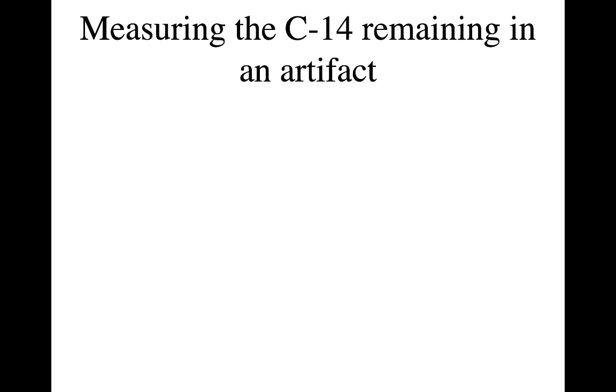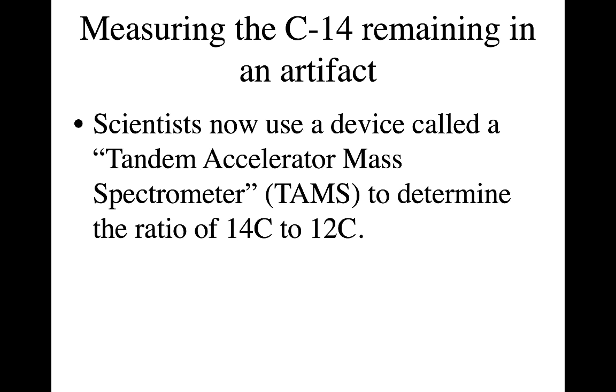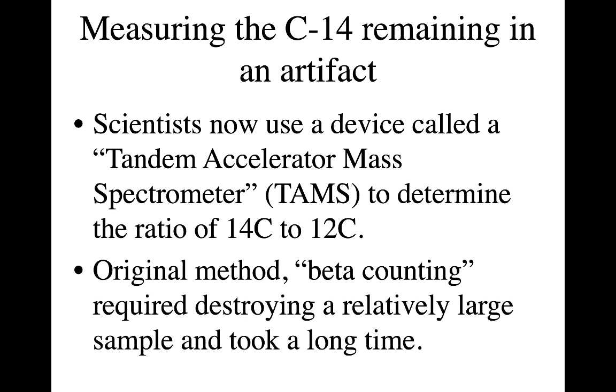First, how do we find out how much carbon-14 is in the body or in the artifact in the bones that we find? Currently, scientists use a device called a tandem accelerator mass spectrometer, or TAMS for short. This machine can tell us how many carbon-14 atoms there are and how many carbon-12 atoms there are in the bones. The original method was called beta counting, and this was developed and discovered by Willard Libby, and it required destroying a really large portion of your sample and took a long time.